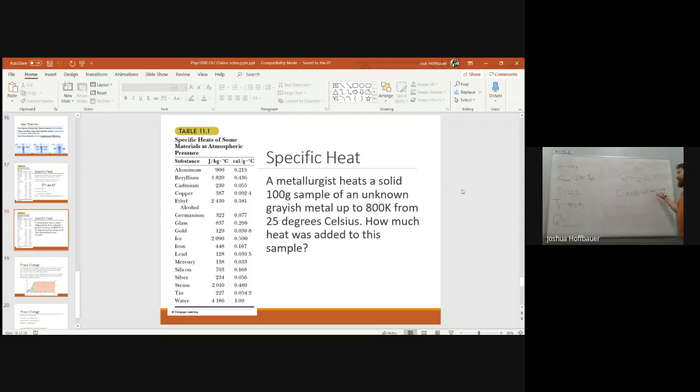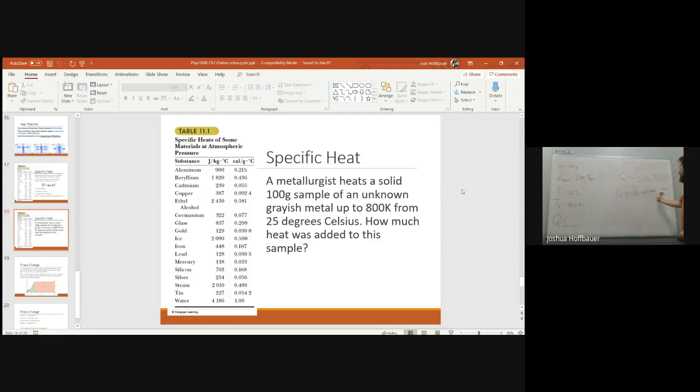Again, you can put either Celsius or Kelvin in for delta T here because 1 Kelvin is equal in size to 1 Celsius. The units will work fine if you use Celsius or Kelvin here, but you cannot use both at the same time. Your T final and your T initial have to have the same unit, otherwise they won't subtract correctly.